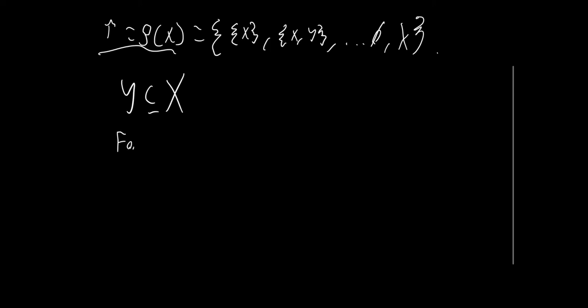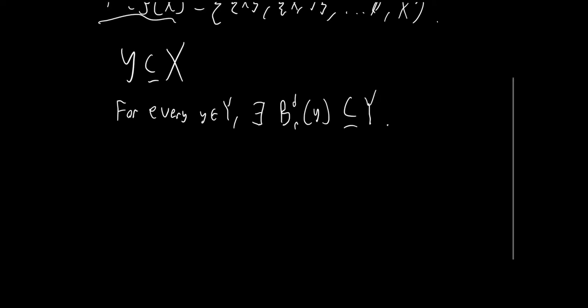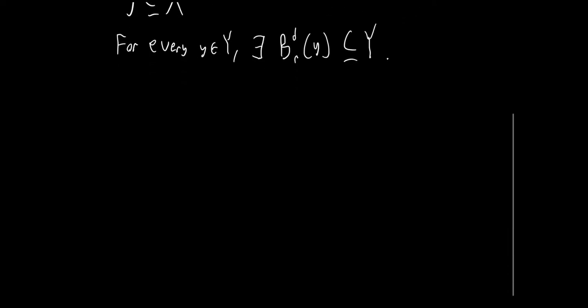So for every y in big Y, there exists, this is the there exists symbol, some ball around y which is a subset of Y. So let's look at a specific subset of X. Let's just say that we have this singleton set lambda. That's all that's in the subset, and it is a subset of X.